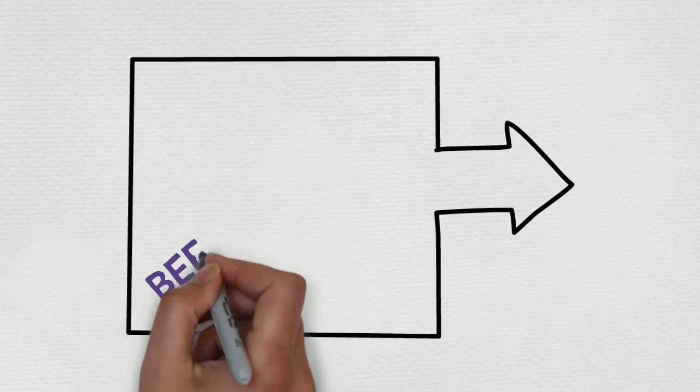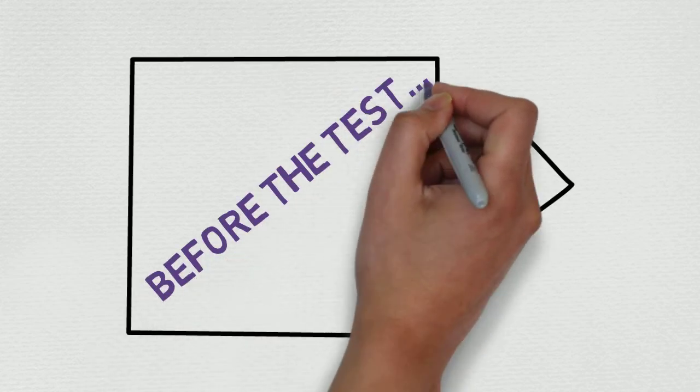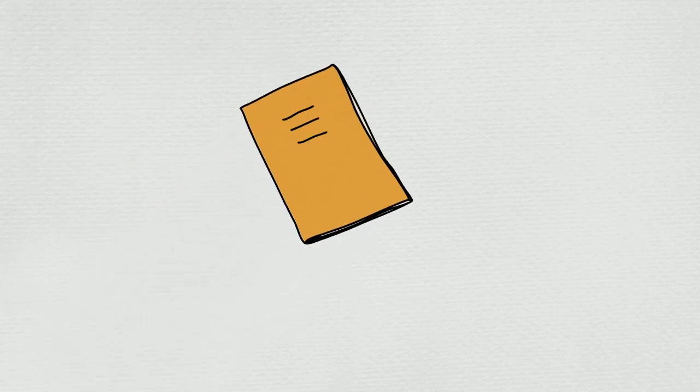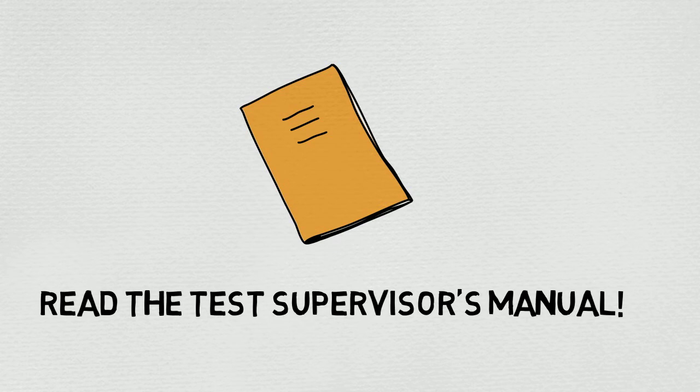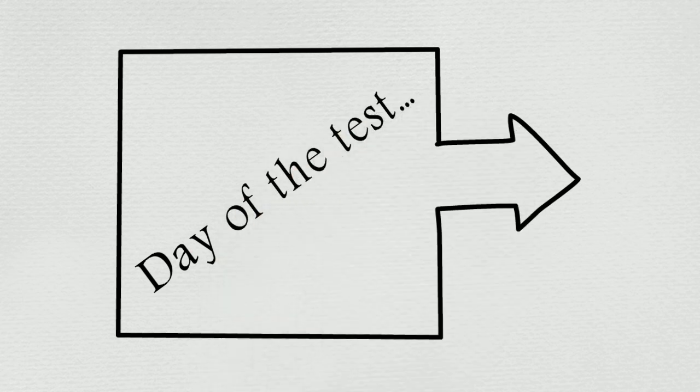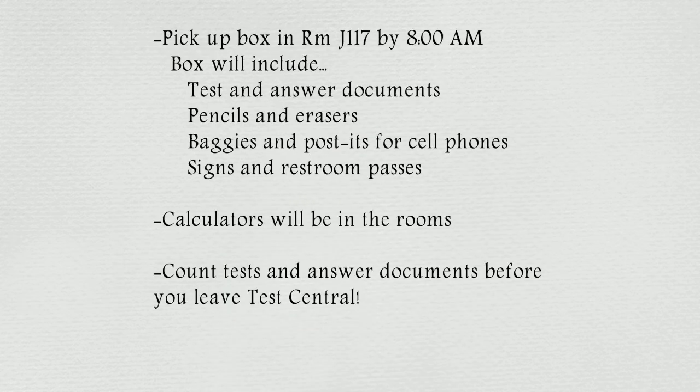Wallace's room. Before the test, you really just have one thing to do, and that is to read the supervisor's manual. And it's important because there's a lot of information in there that you need to know, and you're responsible for it. On the day of the test, you'll pick up your box by 8 a.m. in Mr. Wallace's room. You can get the box early without the test and answer documents and go and set up your room if you'd like to do it that way.